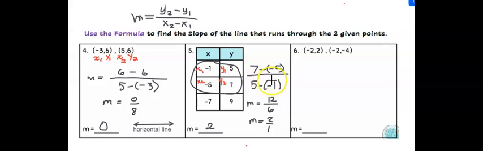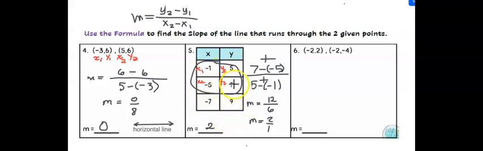All right, so on this one, when I use these two below as the x2, y2, I had 7 minus -5, which came out to 12 because the double negative is a plus, and then 5 minus -1 came out to 6 because that double negative is a plus. 5 plus 1 is 6. 12 over 6 reduces to 2 over 1, and that is just 2. So my slope value is rising 2, running 1.